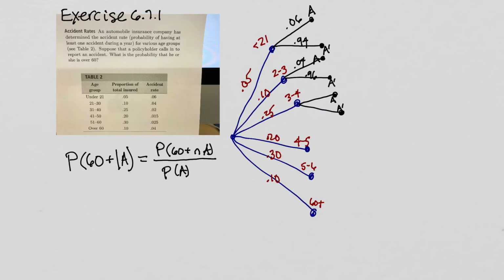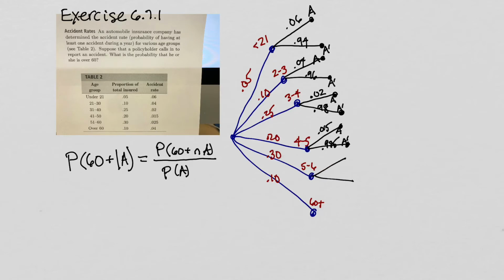And for this age group, 31 to 40, the accident rate is 0.02. So the probability of being in an accident in that range is 0.02, and this is going to be 0.98. Let's fill the rest of these in. In this range, 41 to 50, the accident rate is 0.015. So I'll put 0.015 here, and then this one down here, those have to add up to 1. How about 0.985?